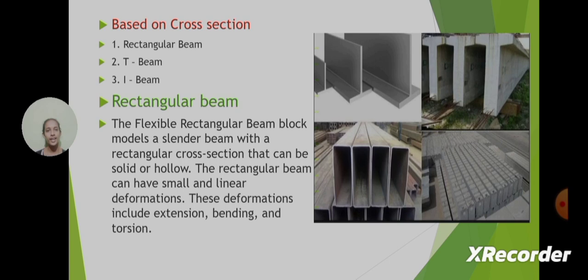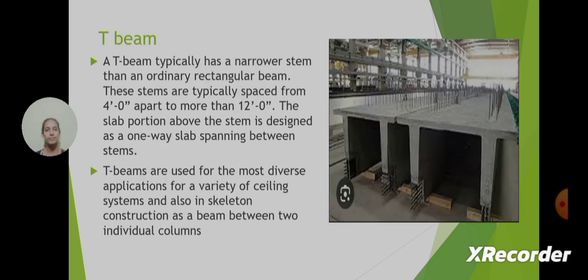Rectangular beam. A flexible rectangular beam block models a cylindrical beam with a rectangular cross section that can be solid or hollow. The rectangular beam can have small and linear deformation. These deformations include extension, bending, and torsion.